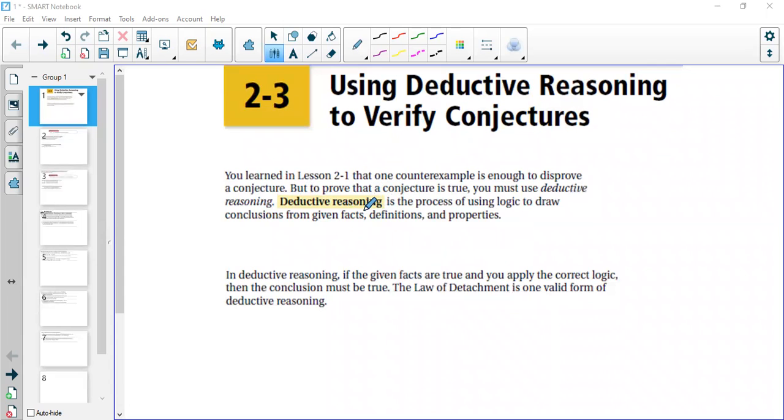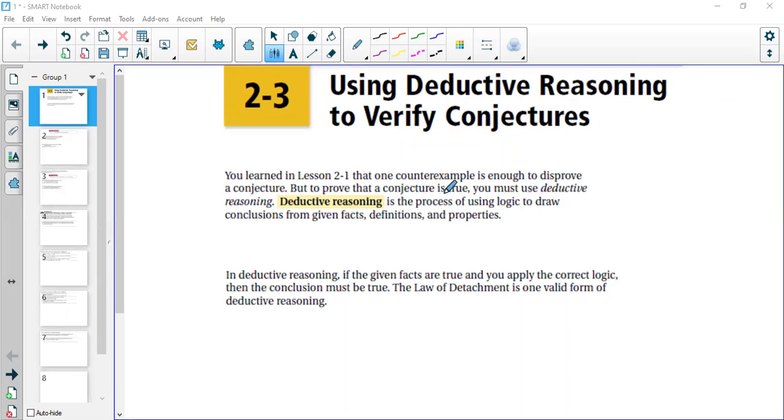So, first of all, to start with, let's see what is deductive reasoning. In lesson 2.1, that's in the previous video, I have attached the link above in the iCard. So if you have not watched that video, or if you have any doubt in inductive reasoning, you could watch that video. In that particular lesson, we learned that one counterexample is enough to disprove a conjecture. If you want to prove any conjecture is false, just one example is more than enough. But to prove it true, you definitely have to give at least two examples.